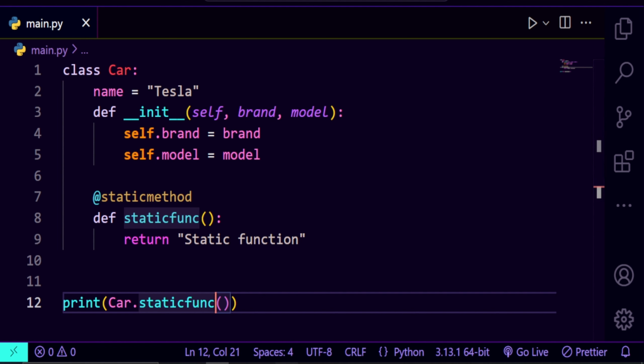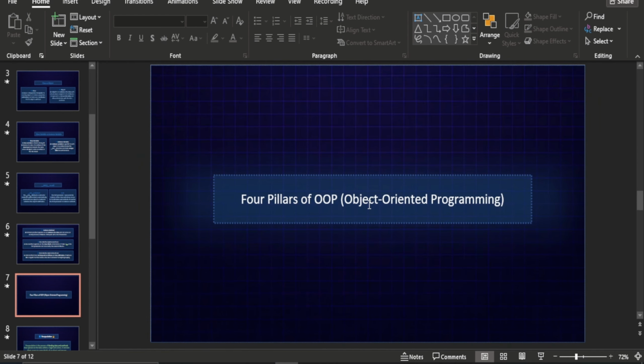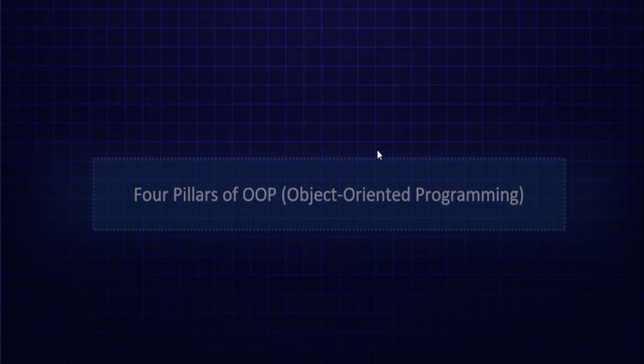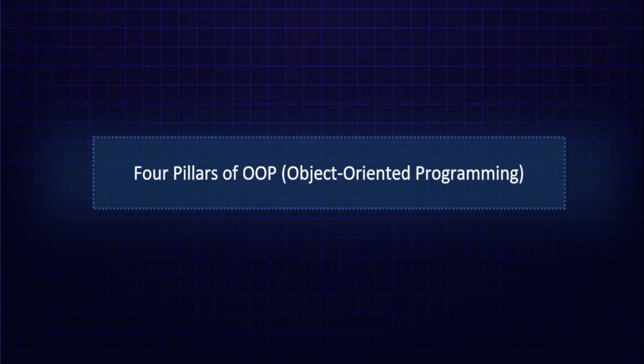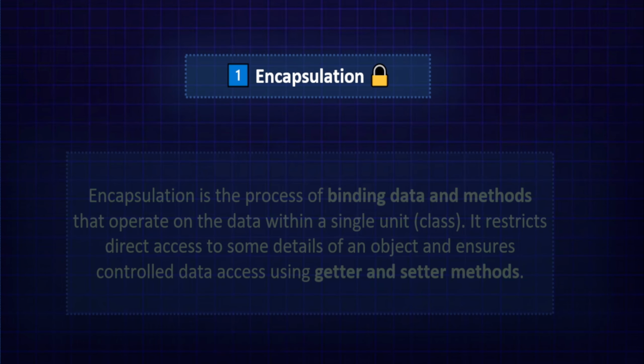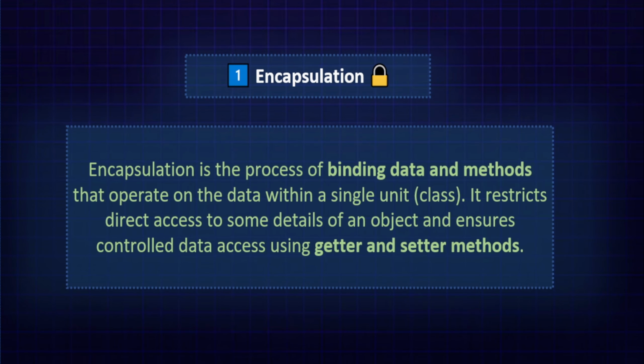Let's talk about the four pillars of OOPs, meaning object-oriented programming. The first is encapsulation. What does encapsulation mean? Encapsulation is the process of binding data and methods that operate on the data within a single unit, a class. It restricts direct access to some details of an object and ensures controlled access using getter and setter methods.